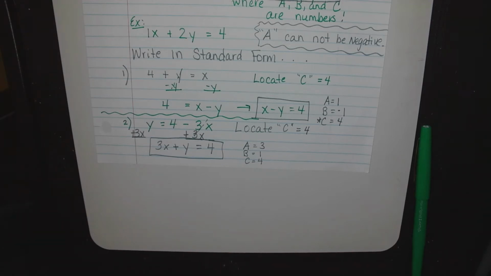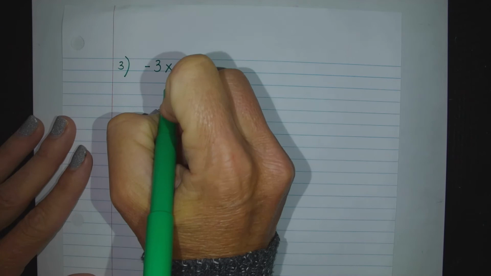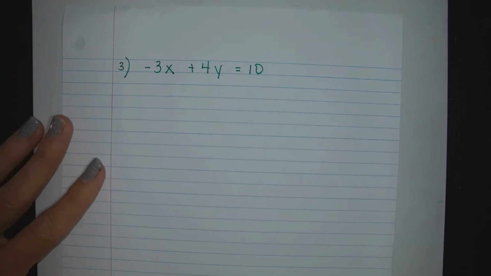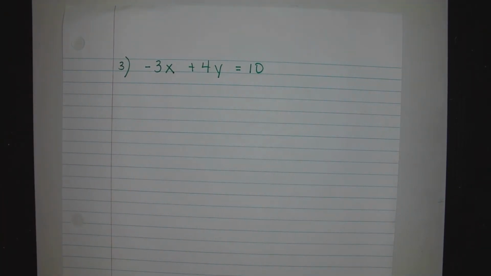Number 3. I'm changing paper because I'm out of room, but you don't have to, of course. Number 3: negative 3x plus 4y equals 10. Directions are write in standard form. There is something wrong with this problem. What is it? Well, it's close. No, 3 is negative.